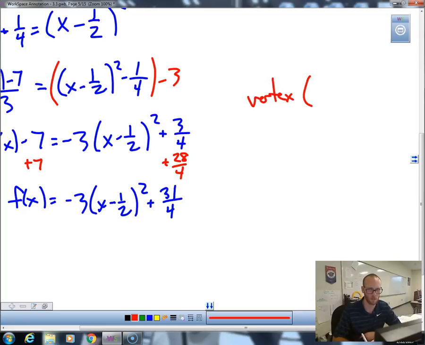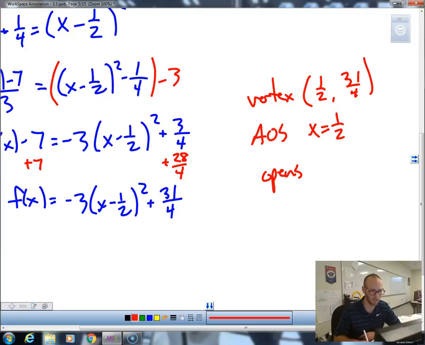Our vertex, that's a minus 1/2, so moving it right 1/2. K is 31/4. Axis of symmetry is x equals 1/2. And this thing opens negative 3. That stretched it vertically by 3, then reflected it over the x-axis. That opens down. Awesome. Ready for a challenge?